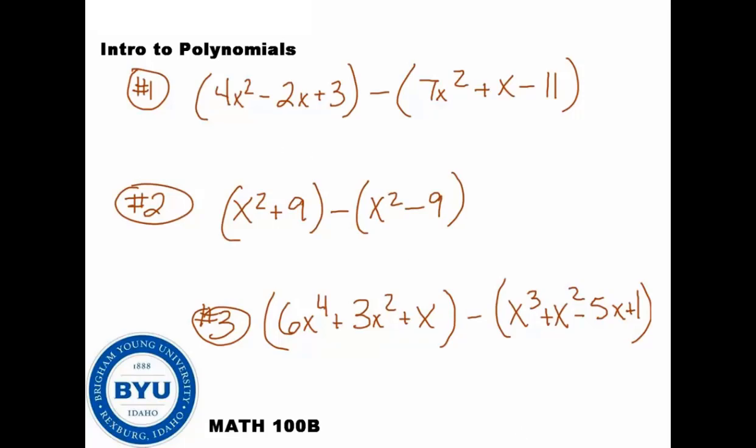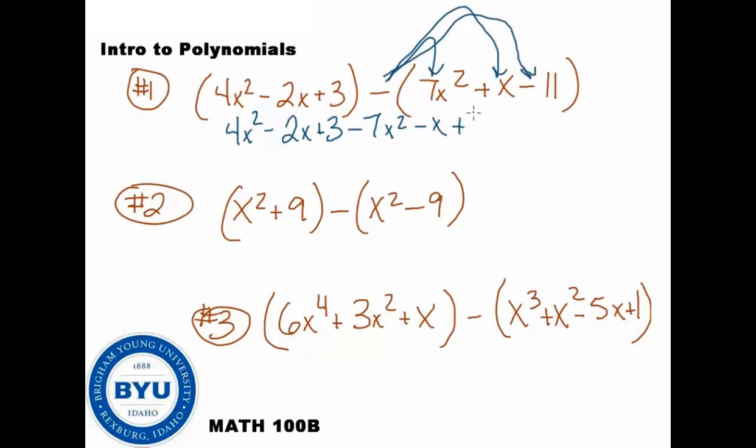First thing I would do, and I would recommend everyone to do, is distribute that negative. It's just not worth it otherwise. So I'm going to go ahead. We get 4x squared minus 2x plus 3. I'm going to take that negative, distribute it to here. So minus 7x squared. The negative to here, minus x. And the negative to here, which would make it plus 11.